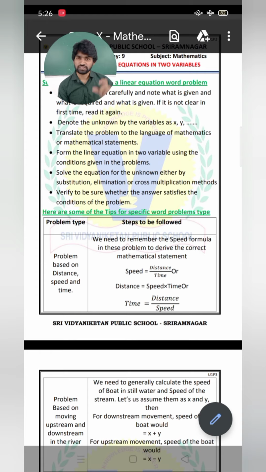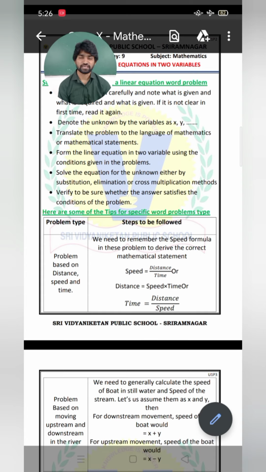Form the linear equations in two variables using the conditions given in the problem. So by using those conditions given in the question, we have to form a pair of linear equations. You can solve by any method, whichever is easy for you. In our worksheet the cross multiplication method is mentioned, but it is not there this year, so you need not use it. You can choose either the substitution method or the elimination method. In these two methods you can solve.